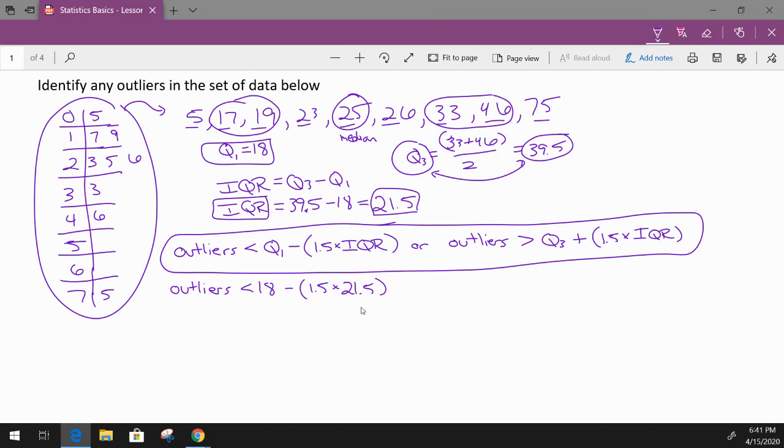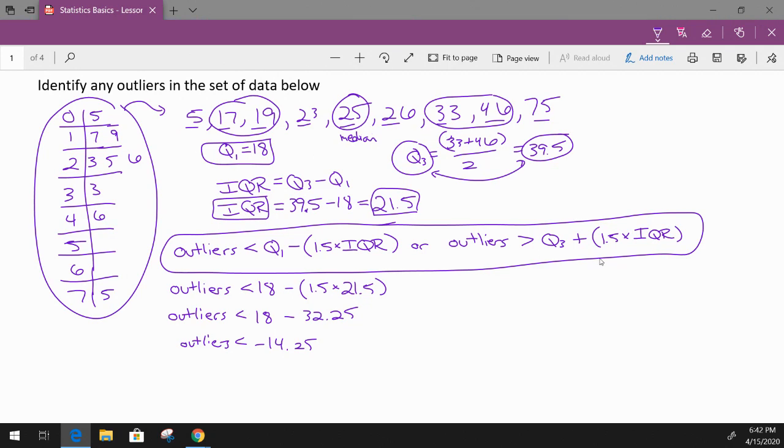If I take 1.5 times 21.5, I'm going to get 32.25. So my outliers on the smaller side, on the left end of the set of data, would be less than 18 minus 32.25, which is negative 14.25. If I look at my original set of data, I don't have any values that are even negative. So there are no outliers on the left side of the data.